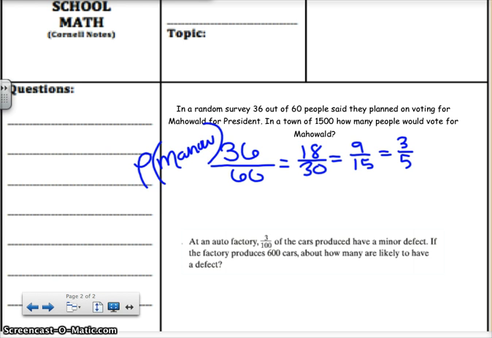That means for every 5 people, 3 say, go Mahowald, okay? Say I have 1,500 people. How many people would I expect to vote for me? So I'd say the probability that they vote for me times the amount I'm looking at. What's that? 300?